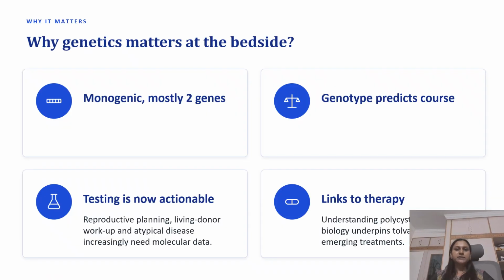For four reasons, genetics is now a clinical topic and not just an academic topic. First, ADPKD is monogenic and mostly explained by two genes, so a single test is often informative. Second, genotype predicts the course, it has prognostic value. Third, testing has become actionable for reproductive planning, living donor evaluation, and atypical presentations. Fourth, the polycystin cyclic AMP biology is what tolvaptan and newer agents target, so the mechanism links directly to therapy.